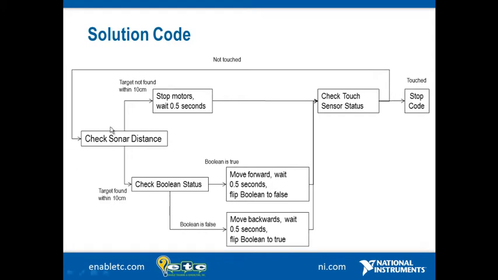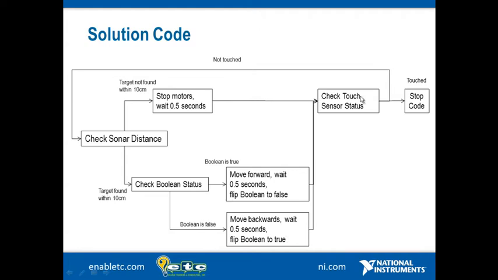So if we start off at the center point here, first thing we're going to do is check our sonar distance. If a target is found, we're going to check our Boolean status. So we're deciding that we're going to use a Boolean value to remember what direction we're moving. If the Boolean status is true, we're going to move forward, wait, and then flip the Boolean value. If the Boolean value is false, we're going to move backwards, wait, and then flip it to true.